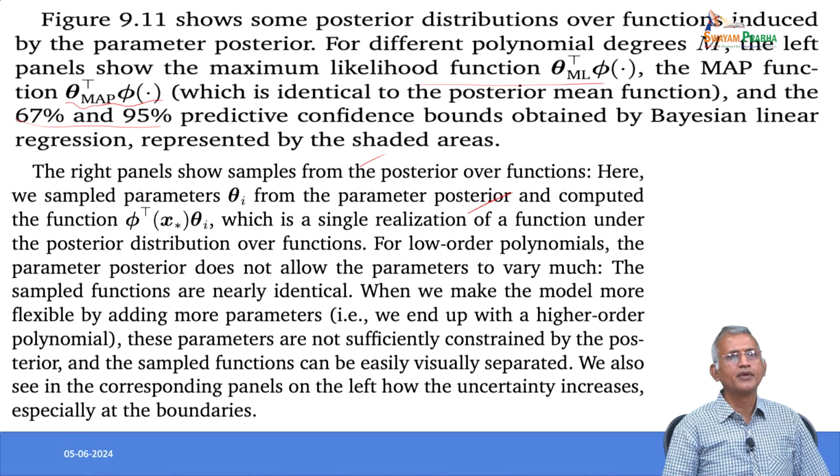For low order polynomial, the parameter posterior does not allow the parameter to vary much. The sampled functions are nearly identical. When we make the model more flexible by adding more parameters, that is, we end up with a higher order polynomial, these parameters are not sufficiently constrained by the posterior, and the sample functions can be easily visually separated. So, we also see in the corresponding panels on the left how the uncertainty increases, especially at the boundaries.